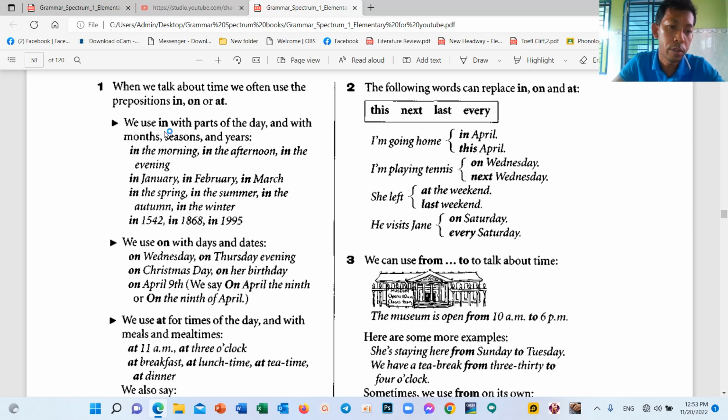We use in with parts of the day, with months, seasons, and years.